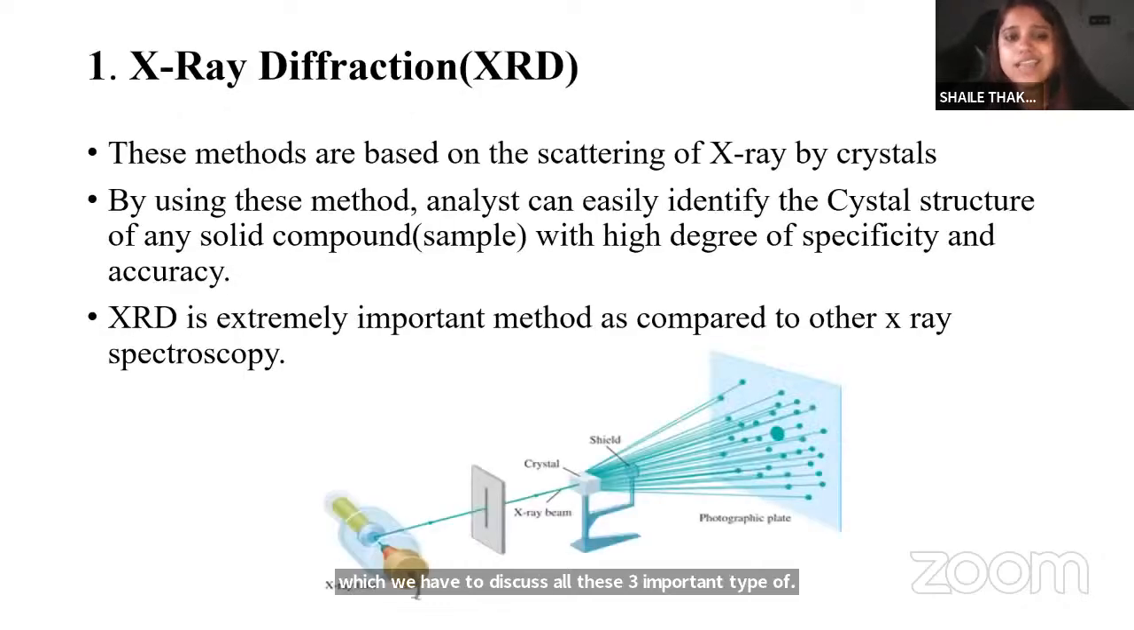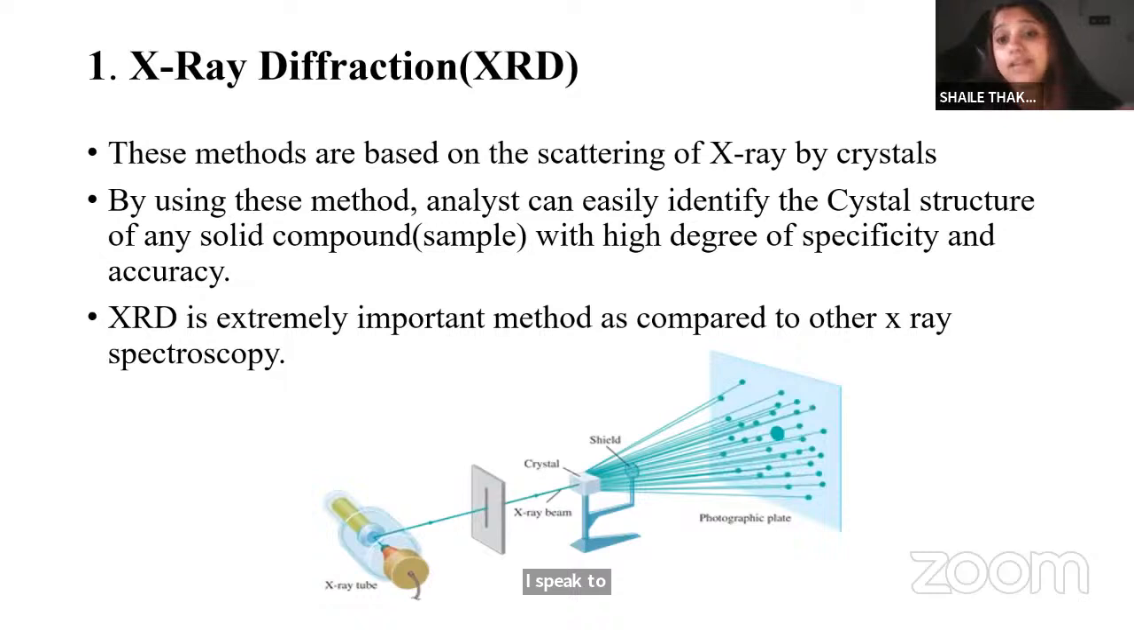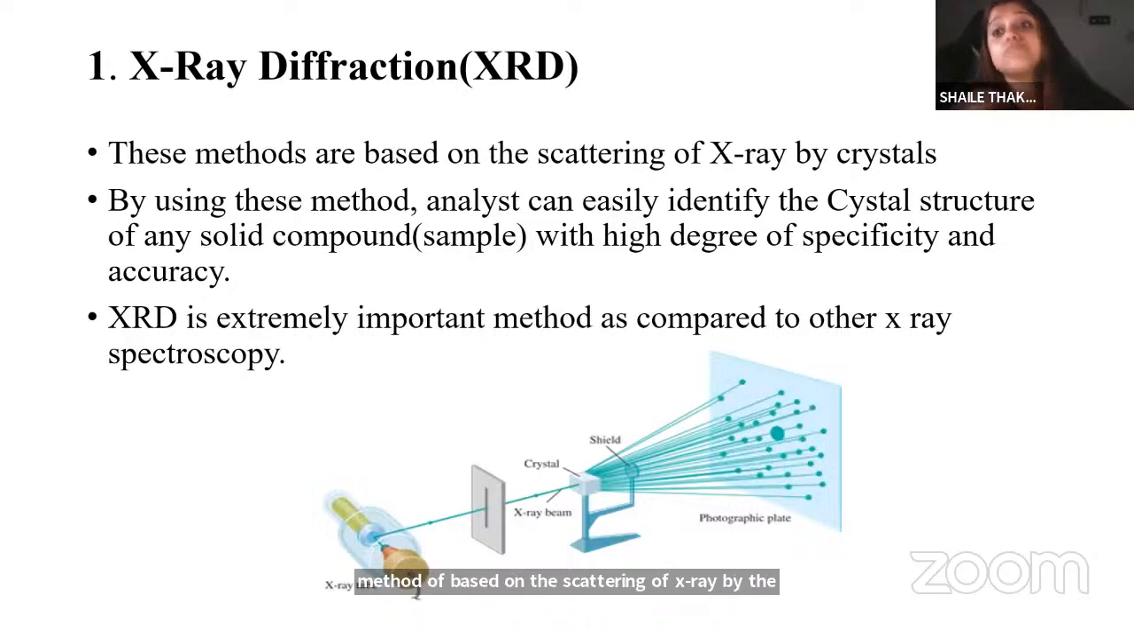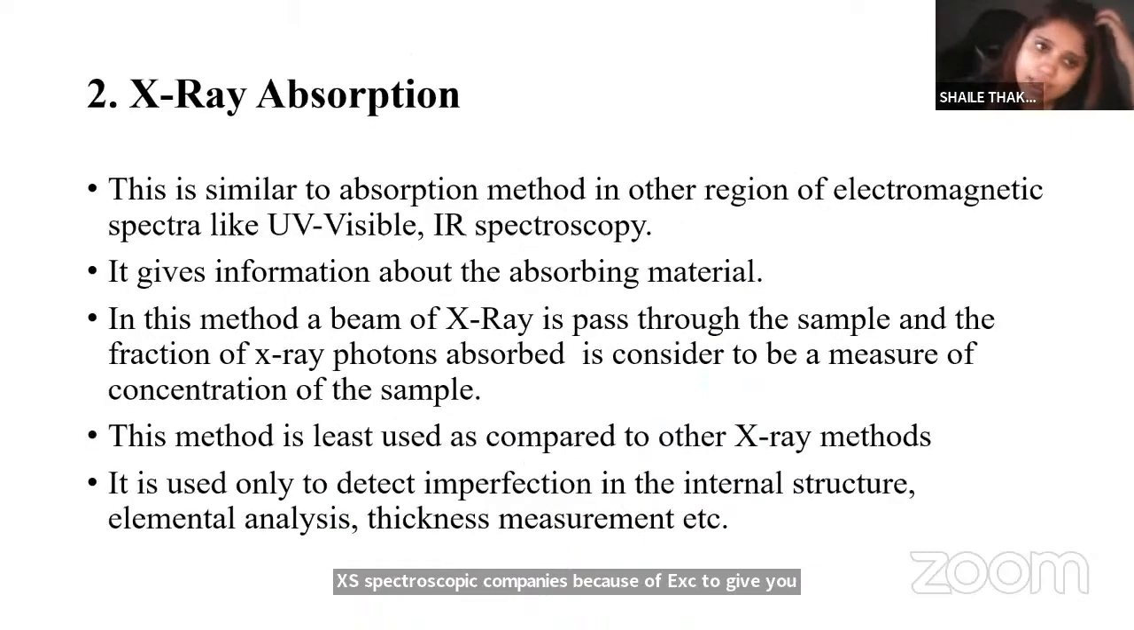Basically, XRD methods are based on the scattering of X-ray by the crystal, and this gives you the structure of any solid compound with a high degree of specificity, meaning it is highly specific. And XRD is extremely important as compared to other X-ray spectroscopy techniques because XRD gives you the crystal structure of any solid compound.